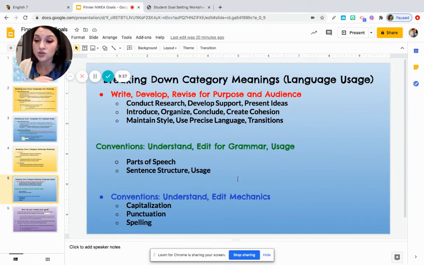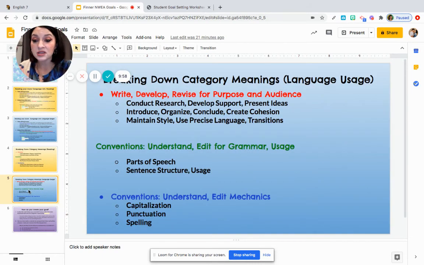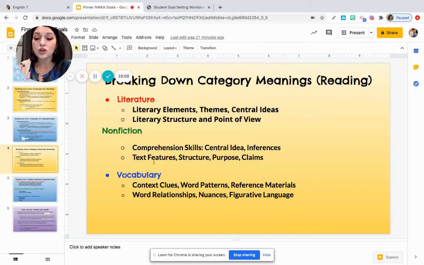So I'm not going to go super in depth with all of this, but these are the skills for each of the categories. So how are you going to create your goal? You're going to look at the center below your overall RIT score, and you're going to look at the colors and focus on the yellow colors. And you need to think of these things that relate to the yellow category. So you can use these 2 slides, and you can look at the black skills and say, for example, if you're low in literature, I'm going to focus on the skills of theme and finding the central idea.